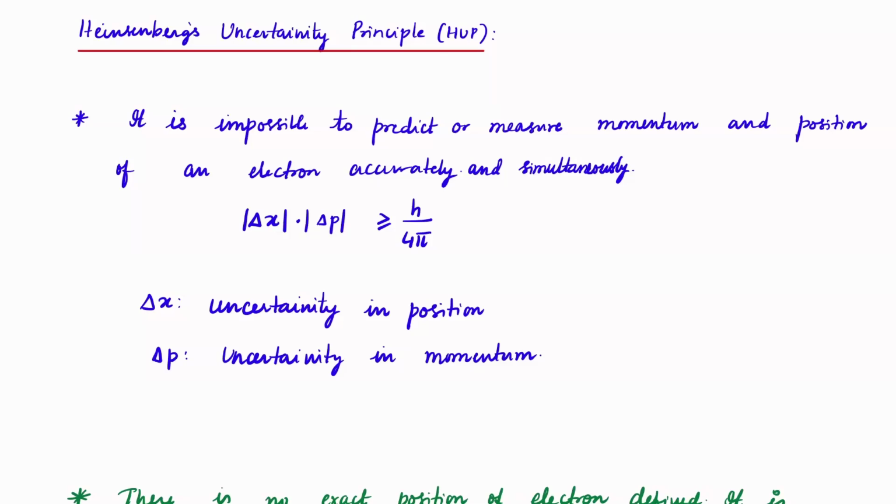Both of them, right? Got it? Both of them are impossible to find out accurately and that too simultaneously. Got it? And he said that this product of the uncertainties always has to be greater than h by 4 pi. Okay, this is like the minimum amount of error that we will always encounter if you're trying to figure out the exact position and momentum of an electron or any small size particle. Got it? Why is this so?